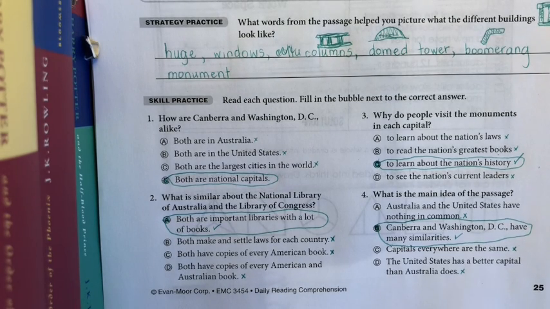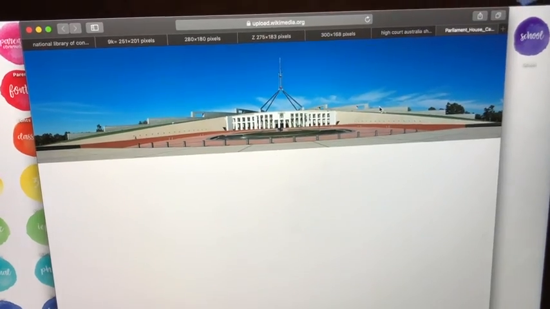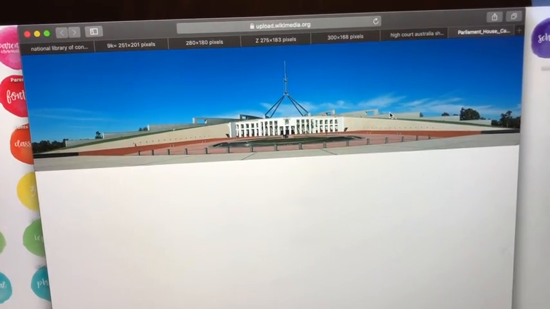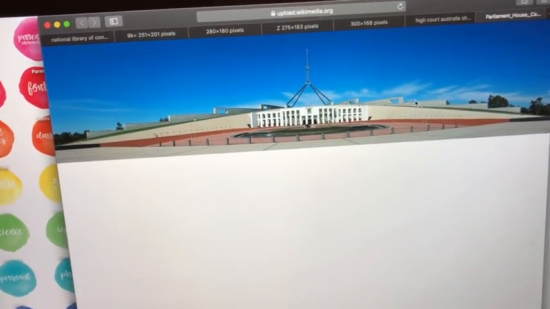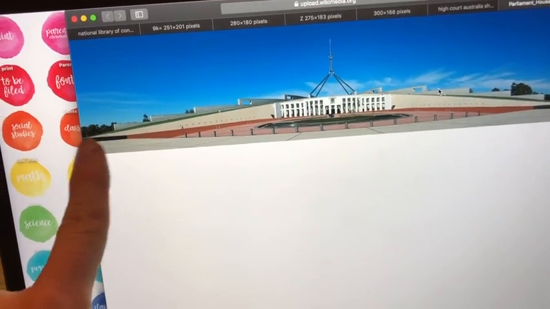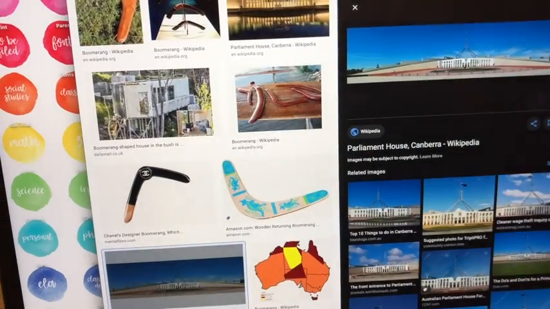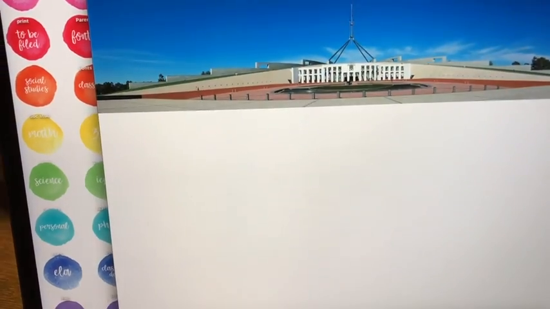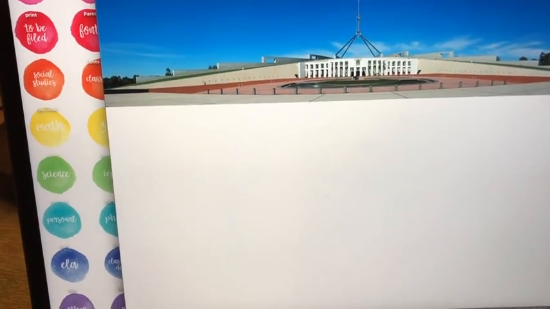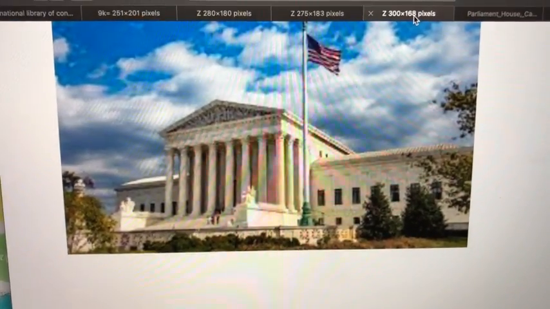Okay, so let's see if I can find some pictures of these buildings to see how your visualization went. I'm going to show you the Parliament House in Canberra, and it is shaped like a boomerang. So you can see it's got a curve there. That's what they mean by shaped like a boomerang. Then we're going to go to the U.S. Supreme Court. That's the Supreme Court in the U.S.